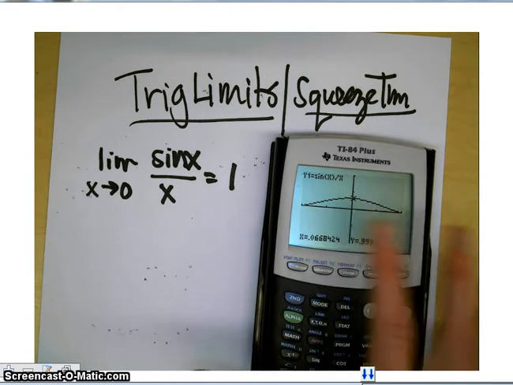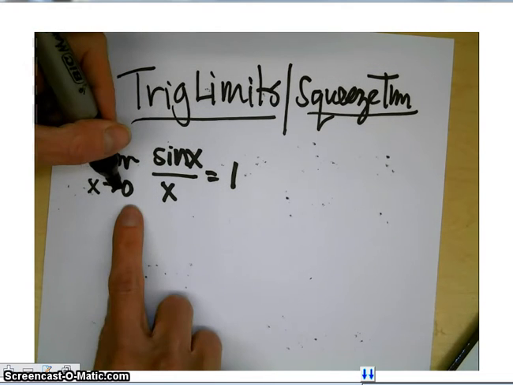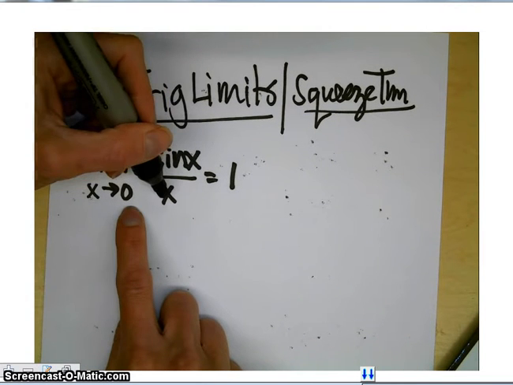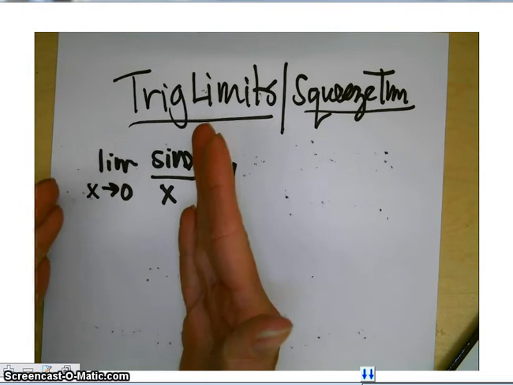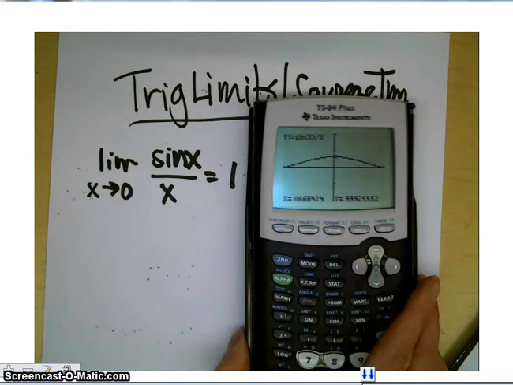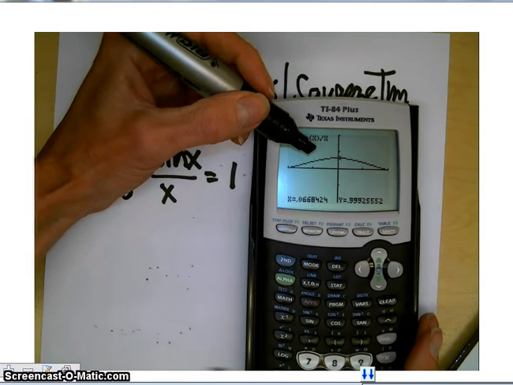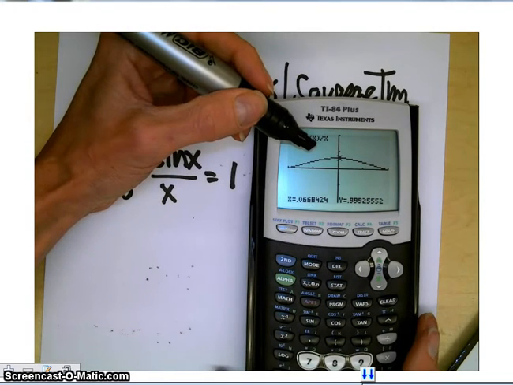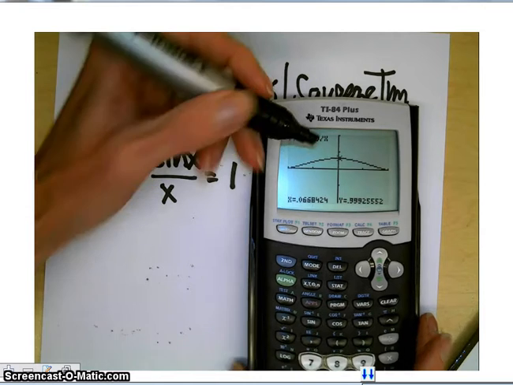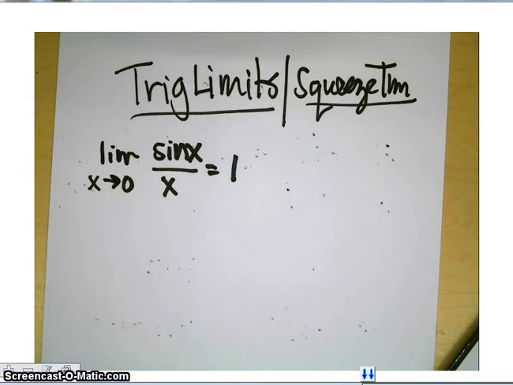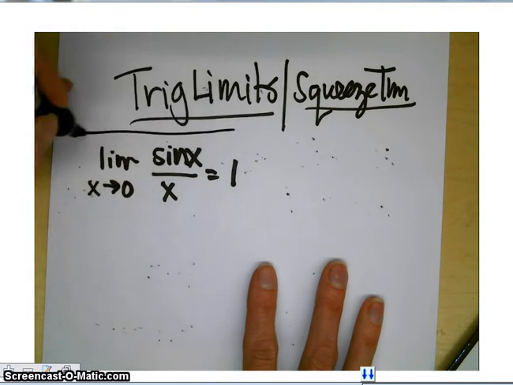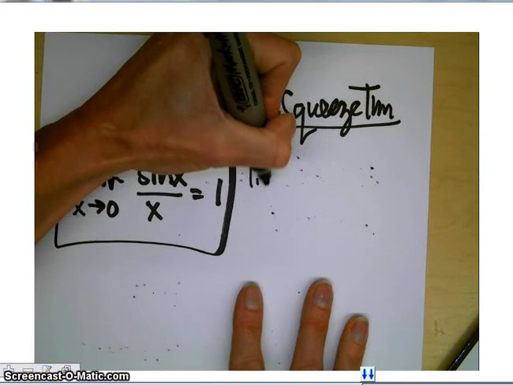But the deal is if you try to plug 0 in, you'd get 0 over 0. So this is not a limit that you can work out by direct substitution. You do have to look at the graph to see that that limit is 1. All right, so this is a limit you need to memorize.